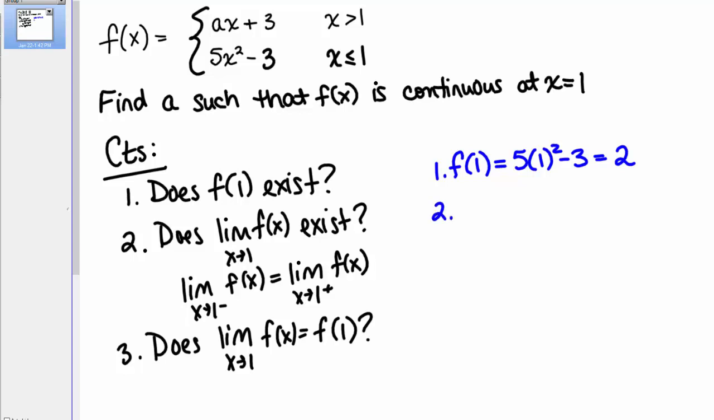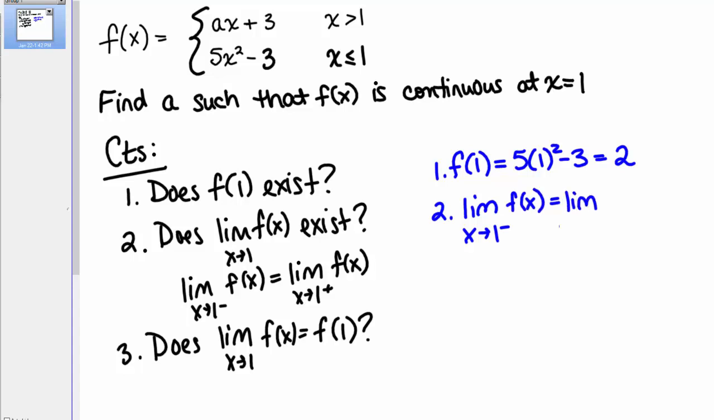Step 2 here, does the limit exist? Well, since it's a piecewise function, we have to take the limit from the left and the right separately, because numbers bigger than 1 get plugged into a different part of the function than numbers smaller than 1. So let's look at the limit as x approaches 1 from the left of f of x. And now we want to make sure we show which function we're using.